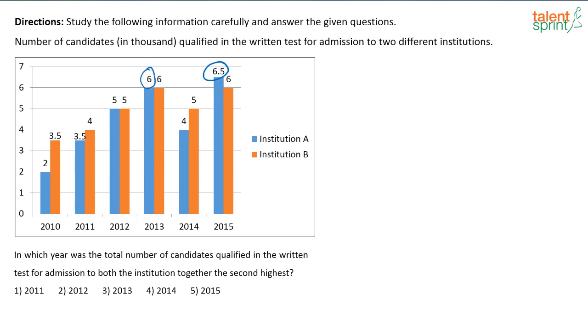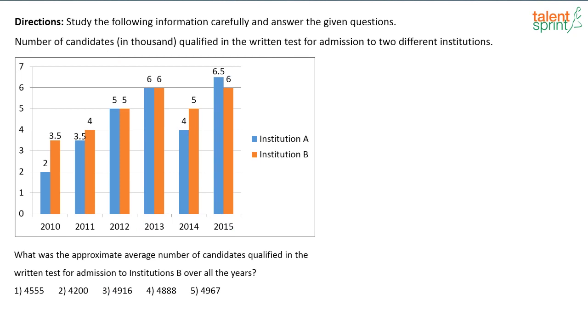6. Similarly, if you look at institution B, which is the highest? 6 was the highest. In 2013 also 6. So in which year was the total number of candidates qualified in the written test for both the institutions together the second highest? Obviously, the highest will be 6.5 plus 6, which is nothing but 12.5. The second highest is in the year 2013, which is 12. So obviously that's going to be the answer, correct? So the answer is option 3, 2013. The second highest is in the year 2013. So 12,500 students are there in 2015, and in 2013, 12,000 students have cleared the test, right?